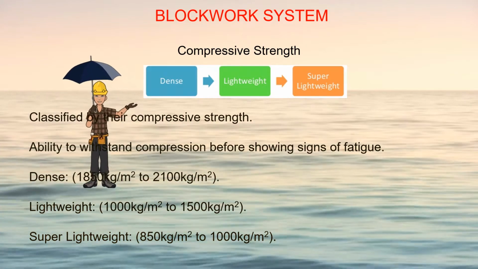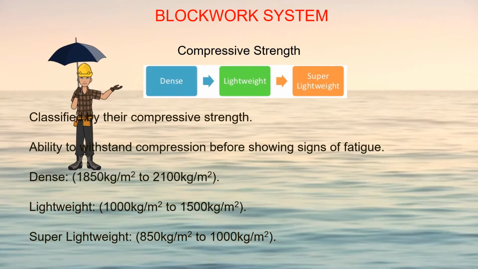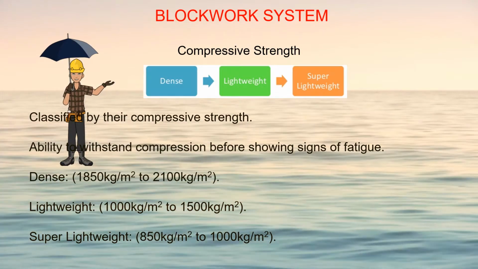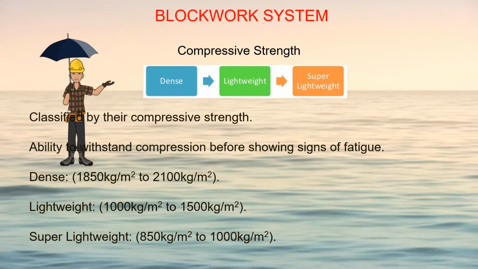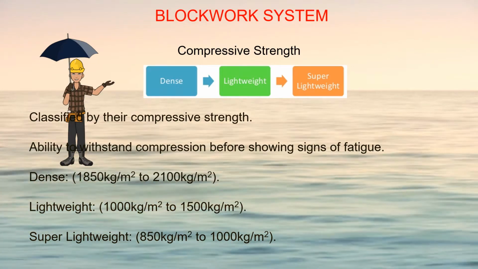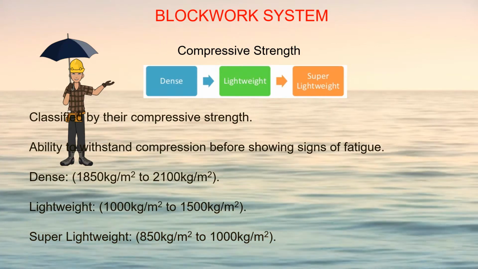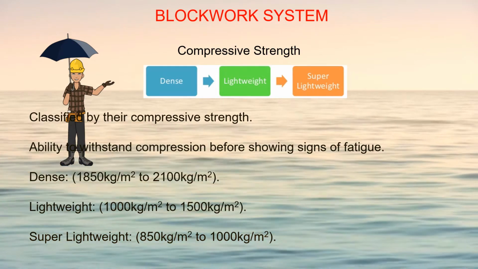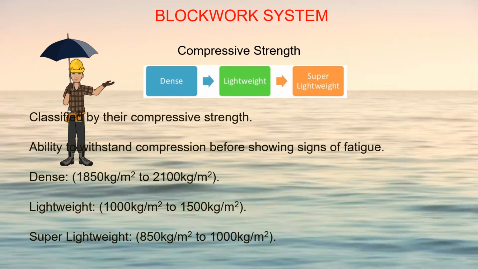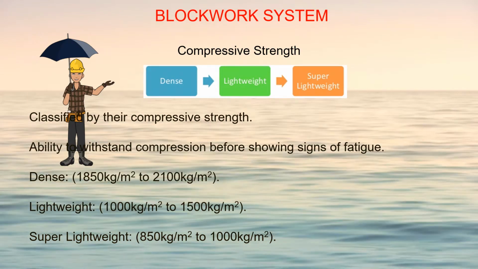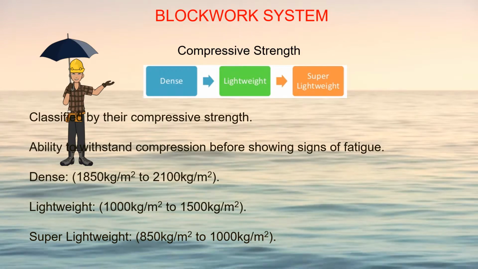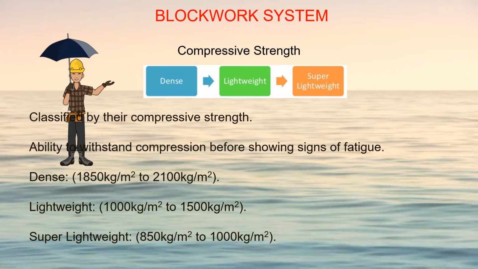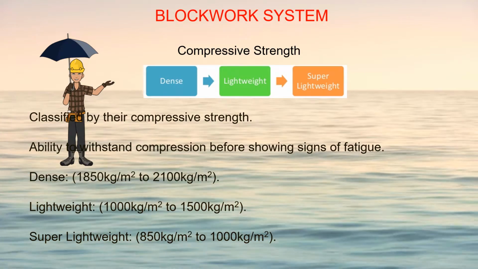Block is considered dense when density is between 1,850 kg per cubic meter to 2,100 kg per cubic meter. And block is considered lightweight when density is between 1,000 kg per cubic meter to 1,500 kg per cubic meter. Block is considered super lightweight when density is between 850 kg per cubic meter to 1,000 kg per cubic meter.